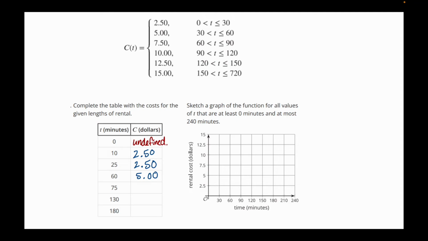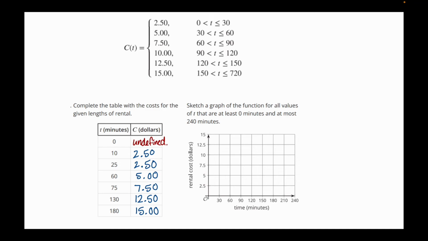75 puts us in the third step here, which is between the 60 to 90 minutes, and that one is $7.50. 130 puts us in the fifth range here. We're actually going to skip over the 90 to 120, and this is taking us to the $12.50 price level, and 180 would give us the very last one, the $15 price range.